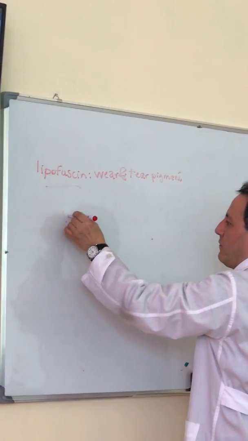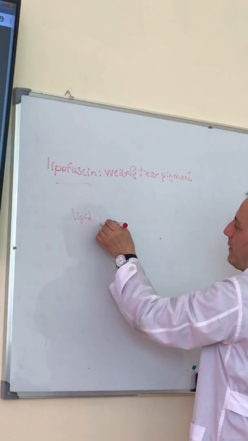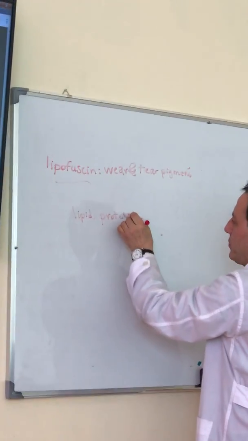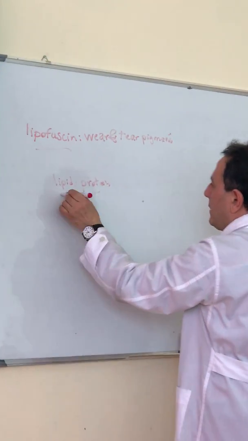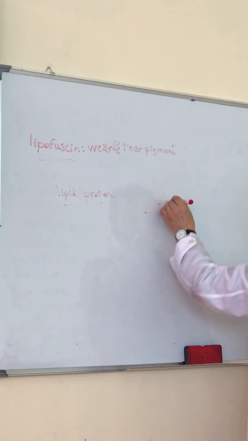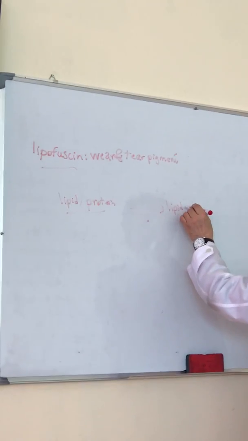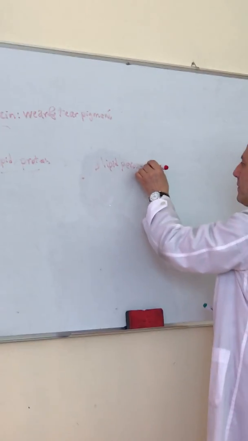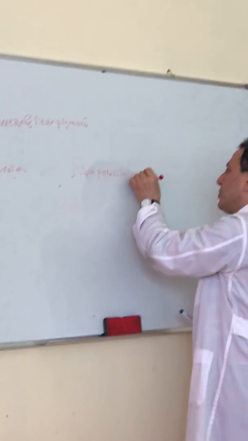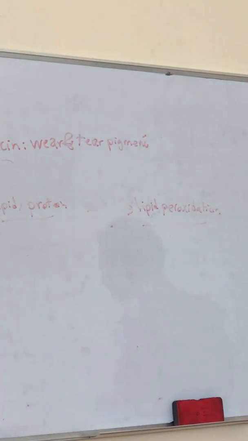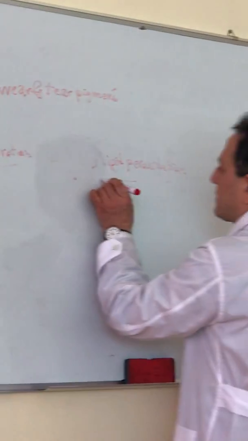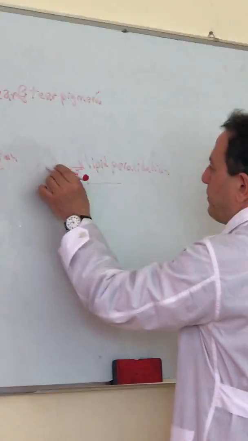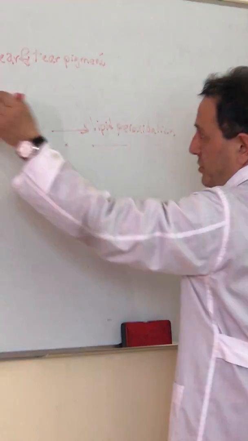Lipofuscin is composed of lipid and protein, due to lipid peroxidation. So it shows injury due to free radicals. The injury due to free radicals causes lipid peroxidation of membranes, and this causes the production of this lipofuscin pigment.